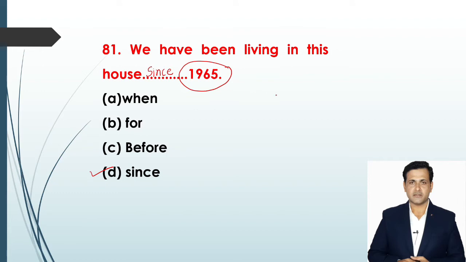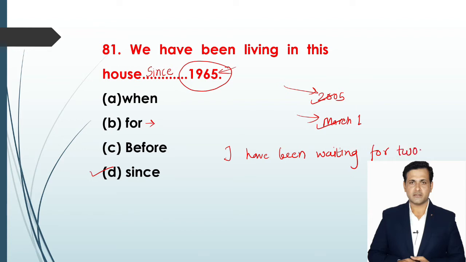I have been working since 2005. Since March 1st: an exact point of time, a particular time. Since we have mentioned a particular time, that's why we use since. But for is used for a duration. I have been waiting for 2 hours. This is the correct use of for. So when we mention an exact point of time, we use since. For is for duration, not an exact point of time.